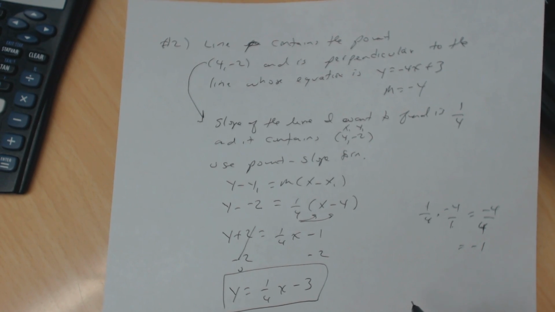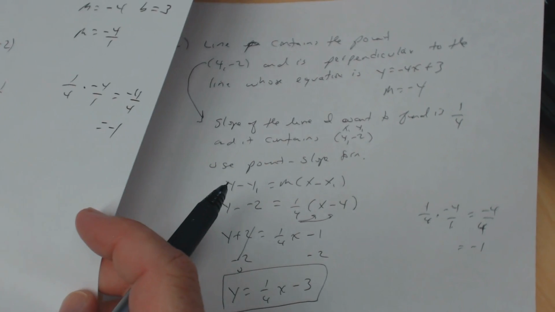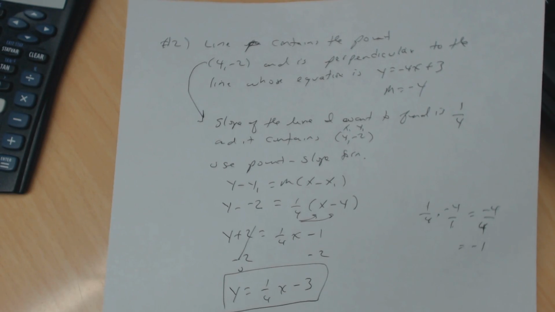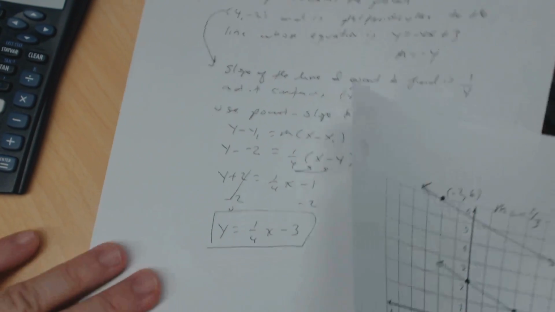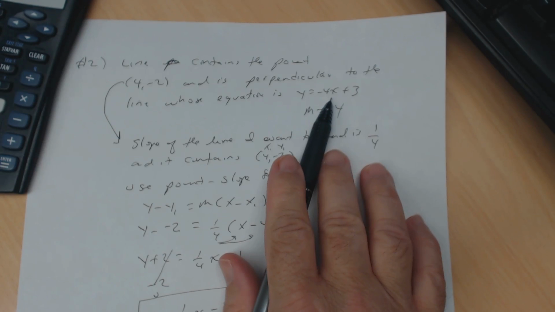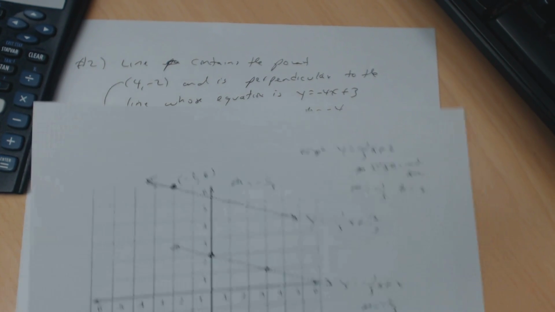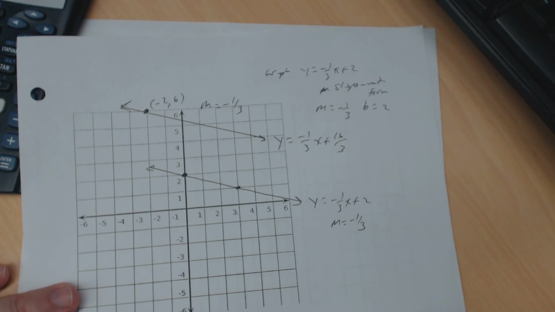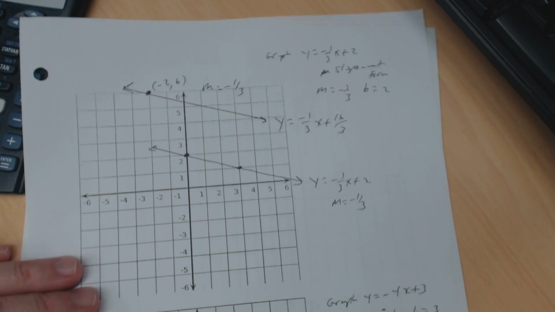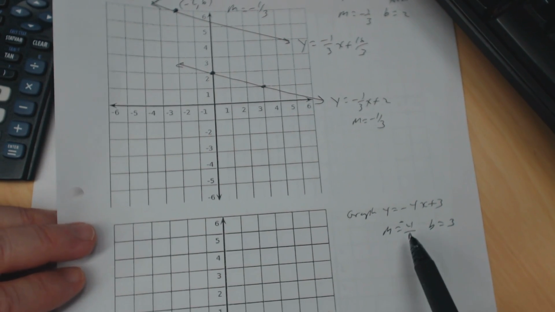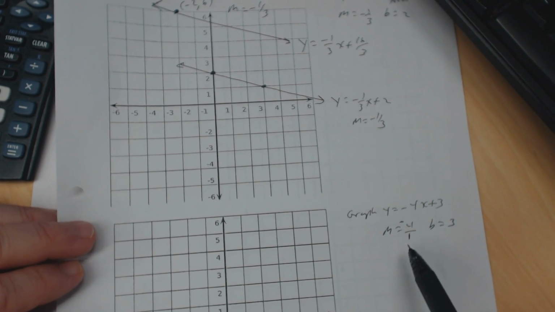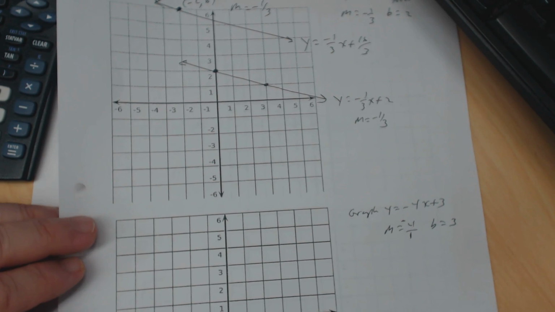Now let's just real quickly look to see what it looks like in a graph, just to show you. So let's go ahead and graph y equals negative 4x plus 3. And the slope here is a negative 4 over 1, as a fraction. And the y-intercept is 3. Now the reason I wanted to write this as a fraction was because we need the rise over run. So the rise is negative 4, the run is 1.